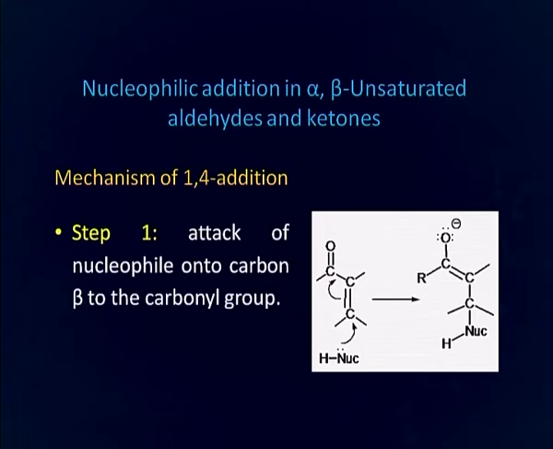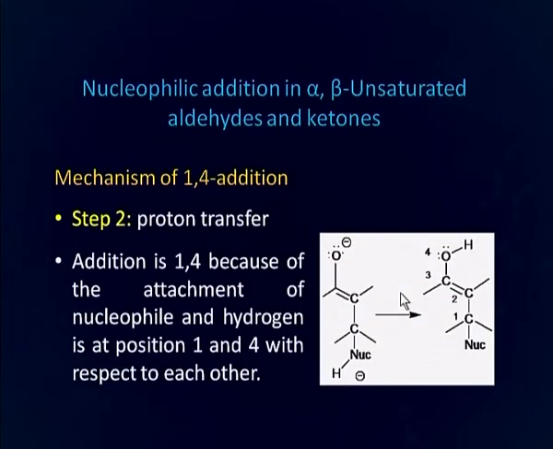In step 1, attack of the nucleophile takes place onto the carbon beta to the carbonyl group. You can see here this carbon is beta to the carbonyl group and the first attack in case of 1,4 addition takes place at this carbon. The nucleophile attacks at this carbon. As a result, there is formation of an alkoxide. In step 2, proton transfer takes place. Proton from this nucleophile goes to the oxygen of the alkoxide.